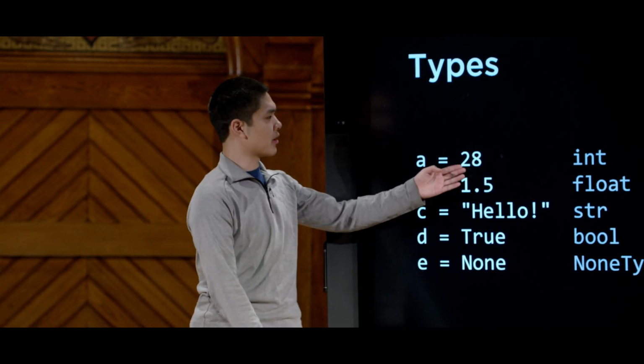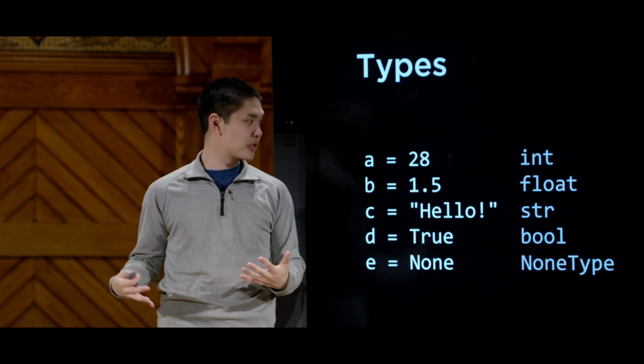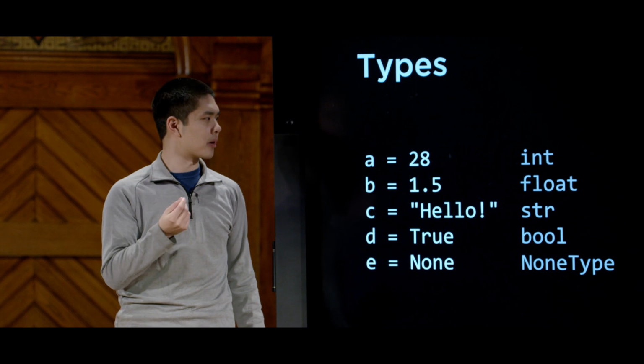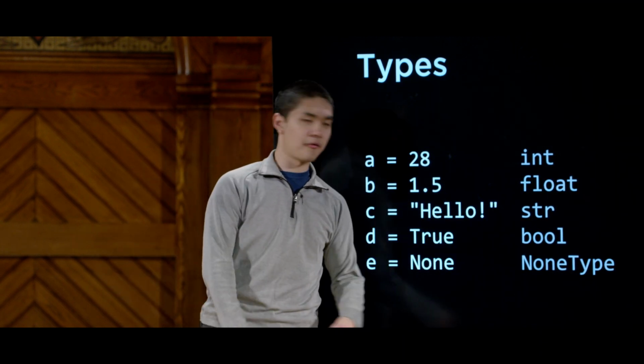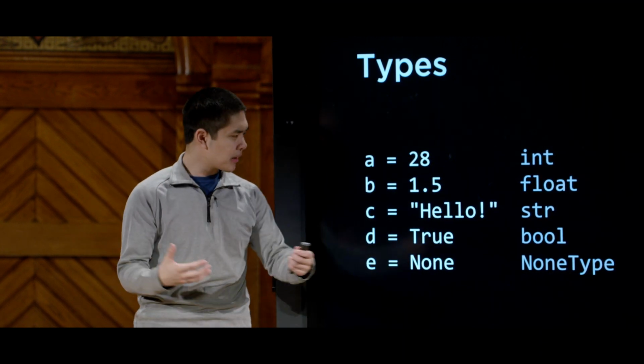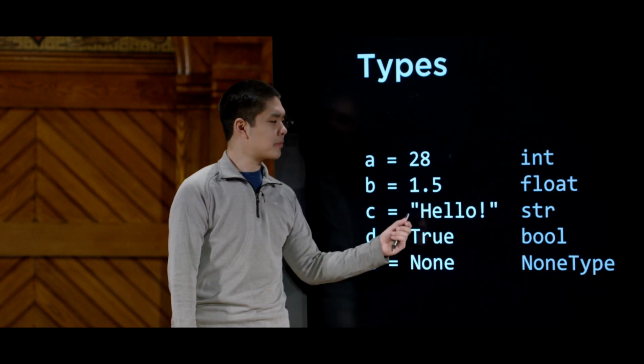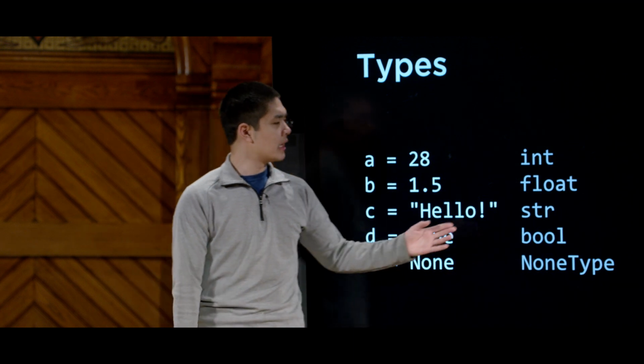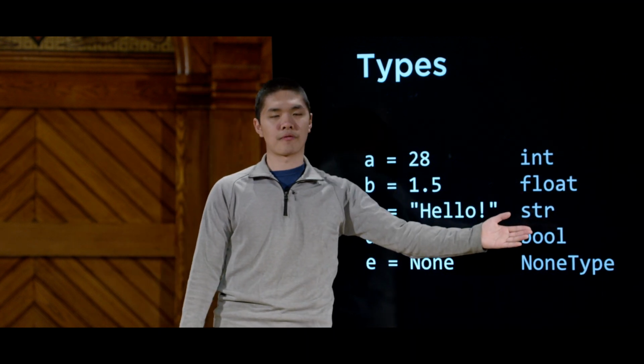So for example, this here, the number 28, is of type int. It's an integer. A number like 1.5 has a decimal in it. It's a floating point number. So that in Python is what we might call a float type. Any type of text, something like the word hello, wrapped in either double quotation marks or single quotation marks, Python supports both, is what we would call the str type, short for string.